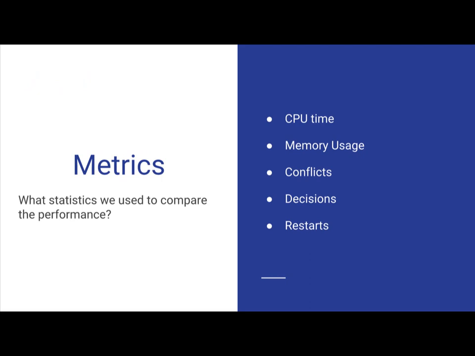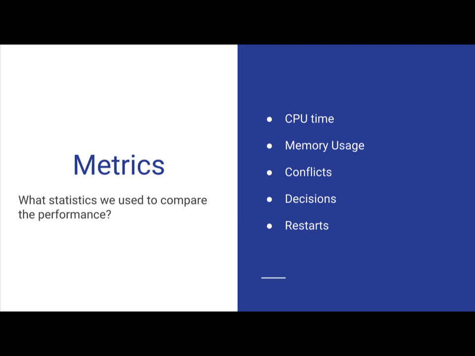CPU time is nothing but the total amount of time taken by the SAT solver to solve the given encoded CNF, and this is typically returned in seconds. Memory usage is similar to CPU time, except that it measures how much memory has been utilized by the CPU when the SAT solver tries to solve the encoded CNF.